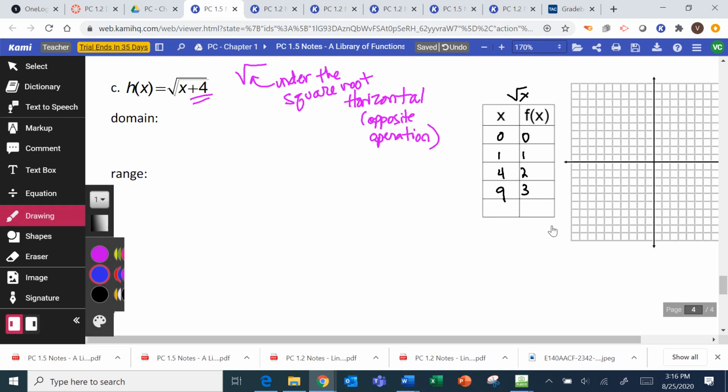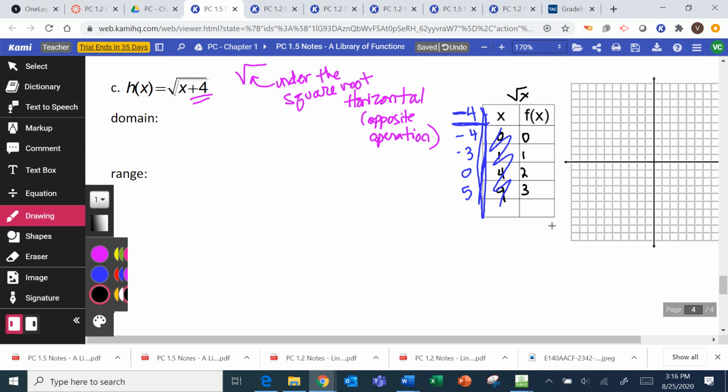Okay, in my table, I'm going to do this on the x side because it's horizontal, and since it is a plus 4, I'm actually going to do the opposite. I'm going to subtract 4. So since I replaced the x's, I can get rid of those x's.